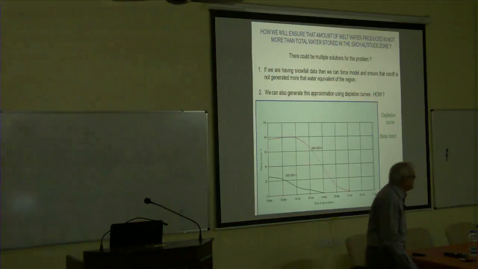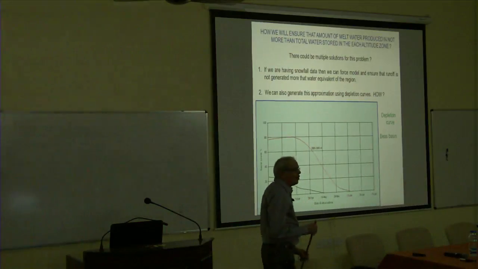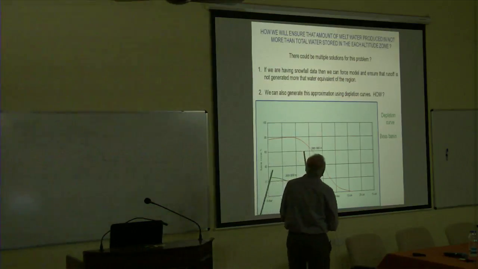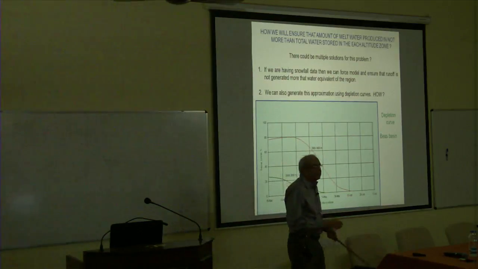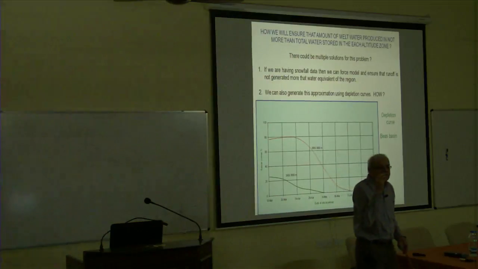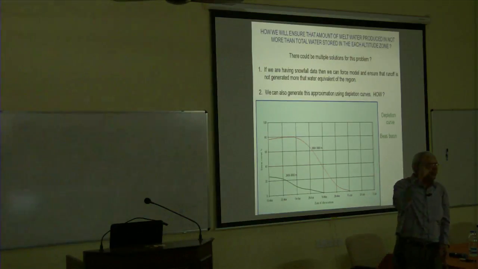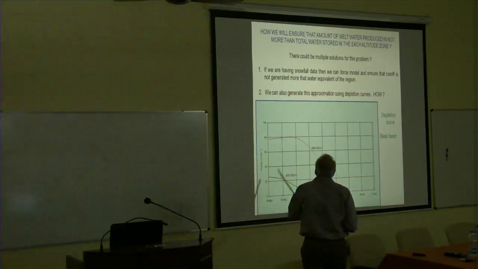Suppose you have decent data on snowfall in the basin. You can simply constrain the model in such a way that, suppose you know that in this altitude zone we have 1 meter of snowfall, correct? Then you will say that in this altitude zone, if the amount of melt is more than 1 meter, it should be treated as 0. Likewise, we can constrain that model. There is no big issue on that.